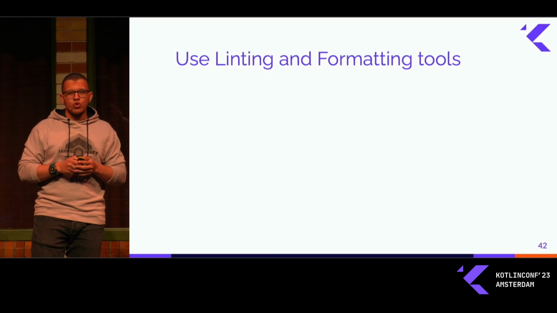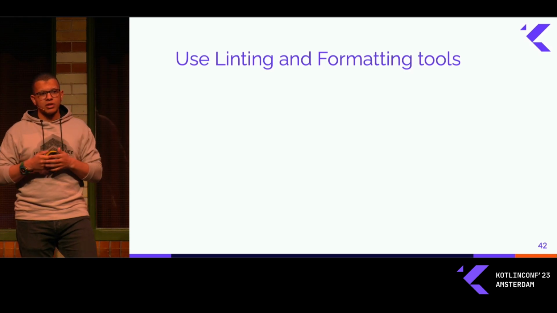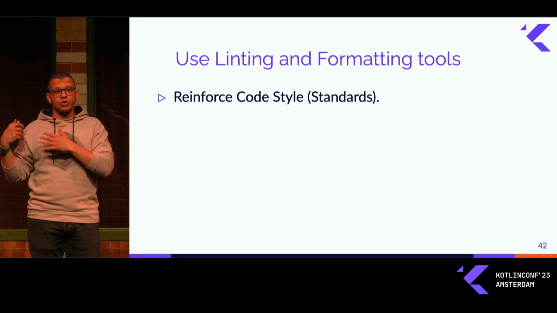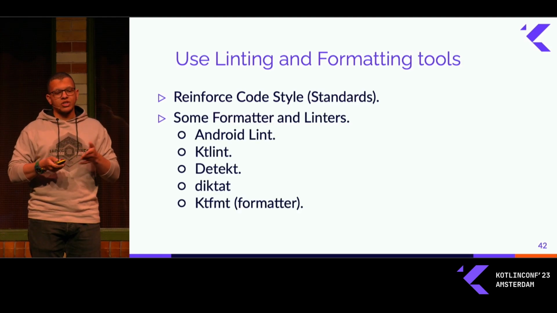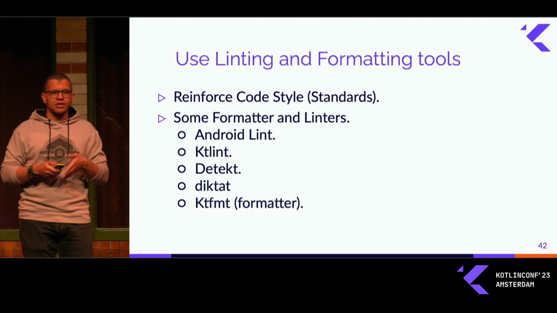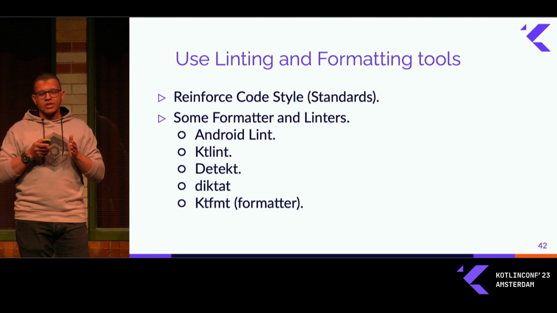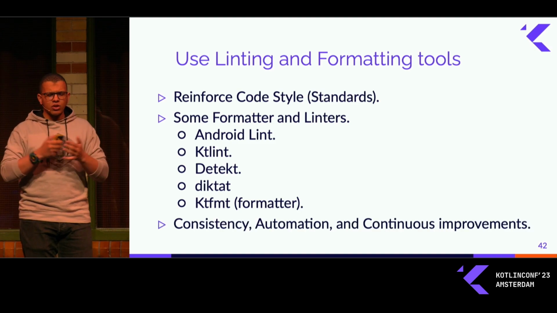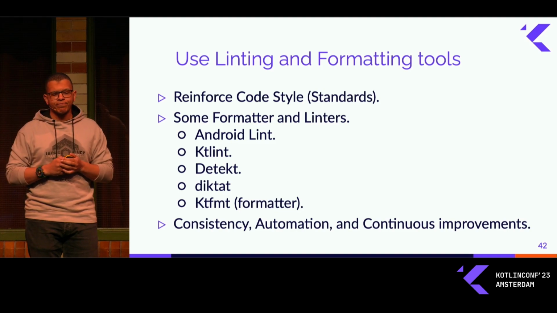All right. So one of the good things we have in Kotlin is a lot of linting and formatting tools. Basically, you can use these linting tools to reinforce the code style we talked about earlier. Previously, we defined the guidelines, some standards to use. So you can use linting rules, and we have a lot of them. Static analysis tools such as ktlint and detekt. We also have some formatters. These will ensure that we are reinforcing the code style we defined earlier. This allows for consistency, automation, and, of course, continuous improvement.